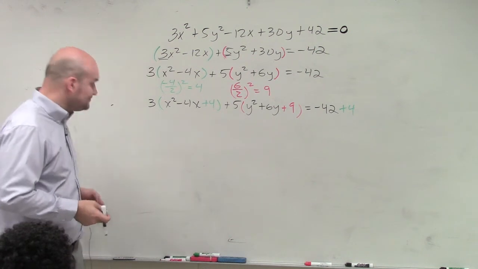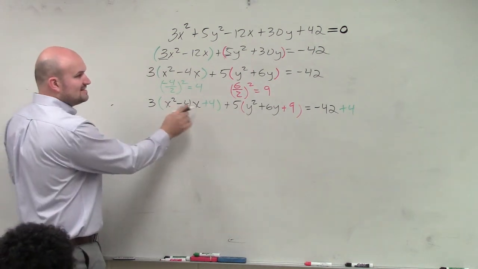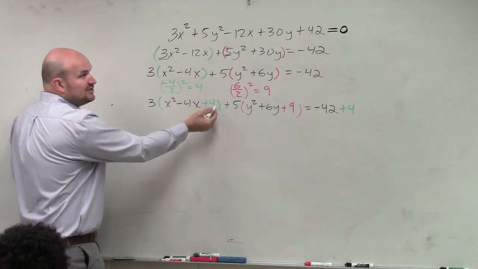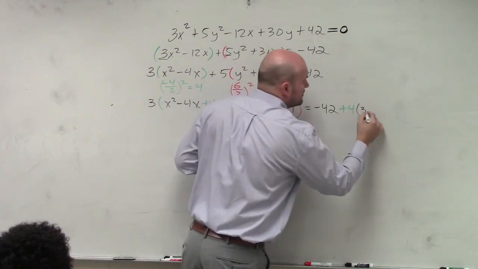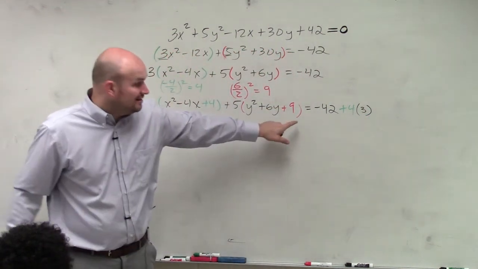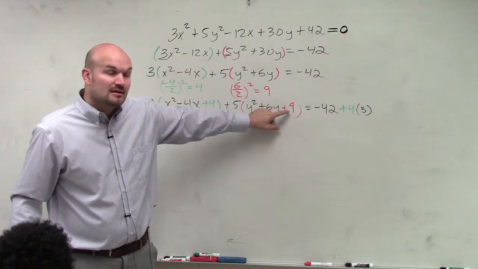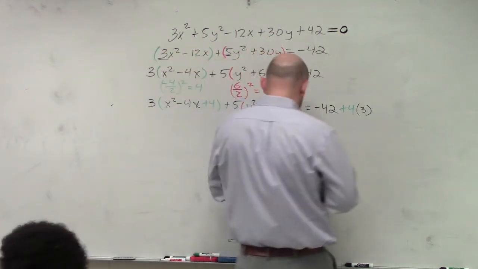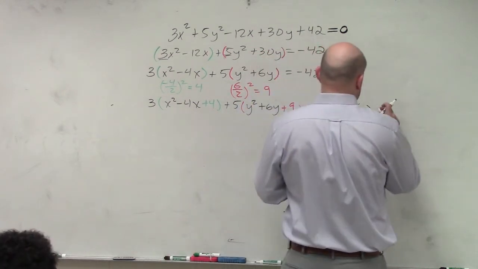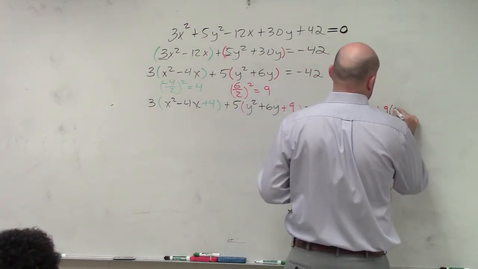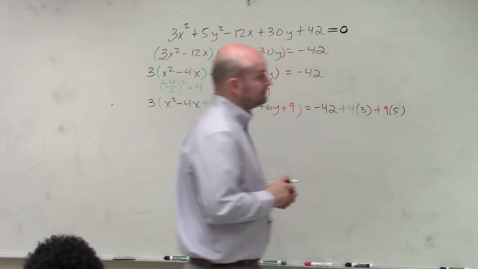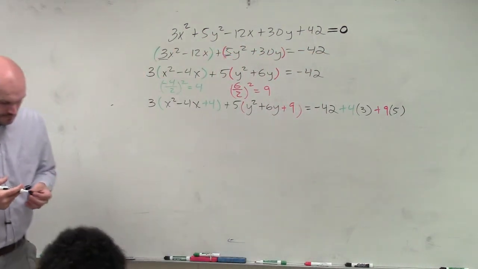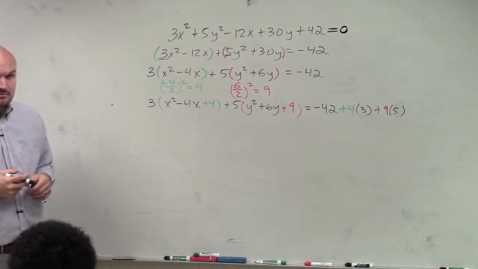Add a 4 to the right side. But again, guys, what is this 4 doing? This 4 is being multiplied by 3. Then over here, we're adding a 9. But you're not really adding 9. You're adding 9 that's being multiplied by a 5. You guys see that?